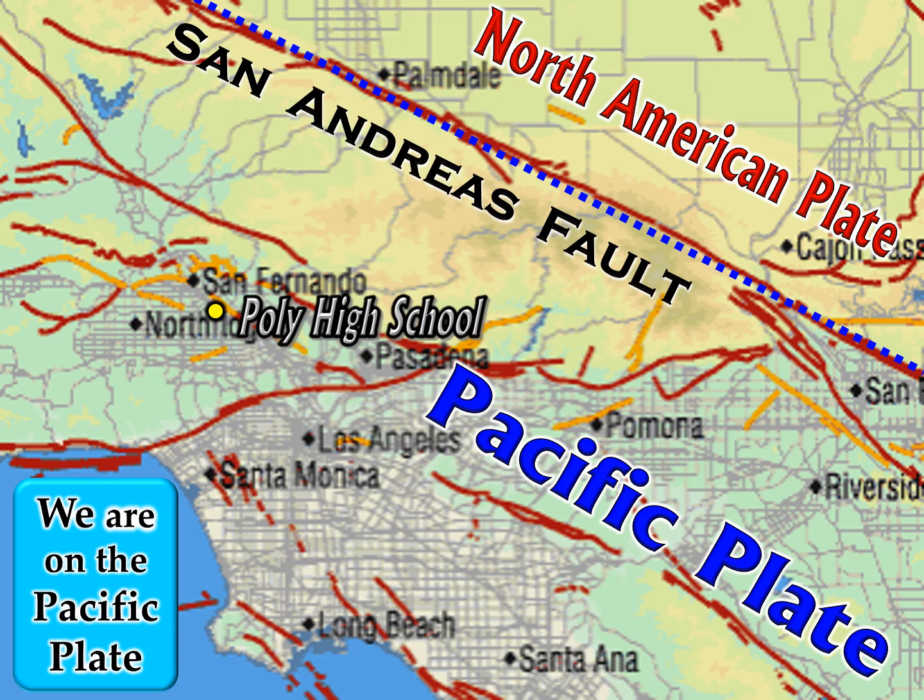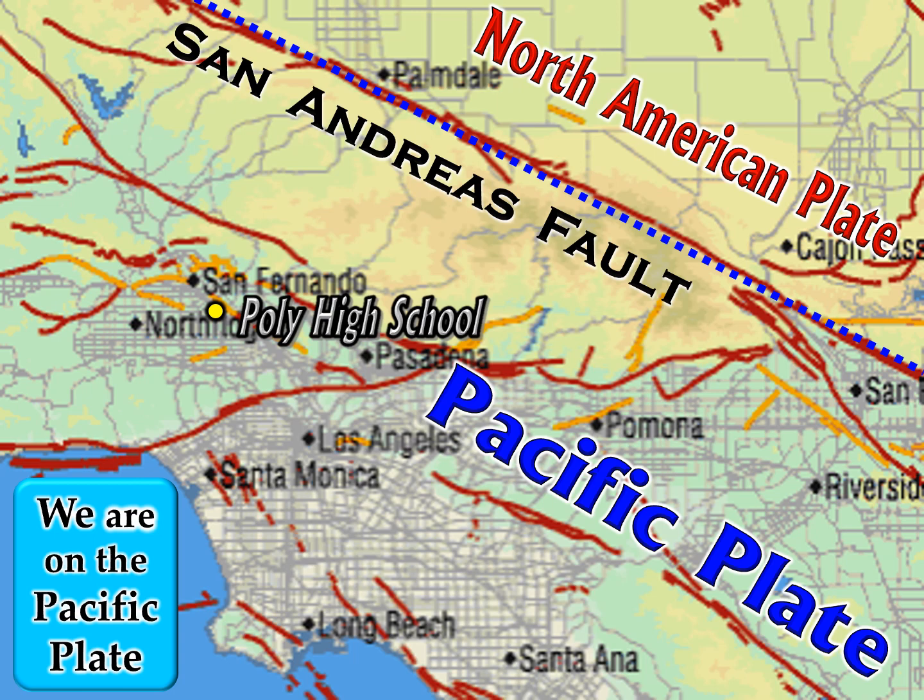So if you didn't know it, we are on the Pacific plate here at Poly High. This is not the North American plate, sorry. And if you want to get to the North American plate, well, then you just simply have to go over the mountains and come down into the Antelope Valley, like where Palmdale is. As soon as you get to the base of those mountains, that is the San Andreas Fault, and everything after that is the North American plate.